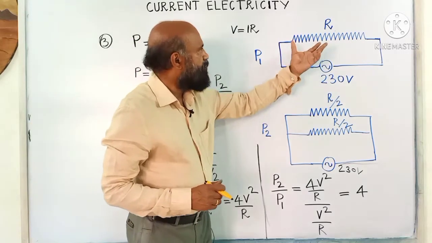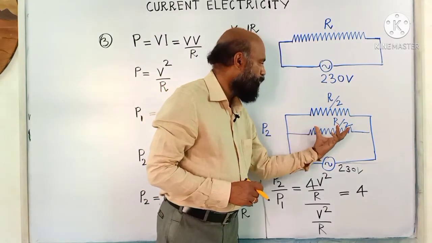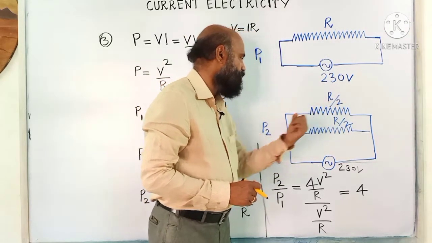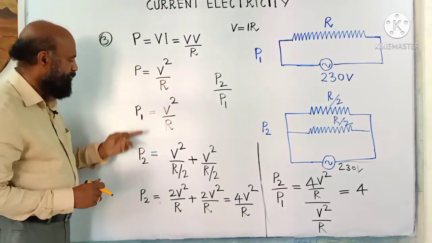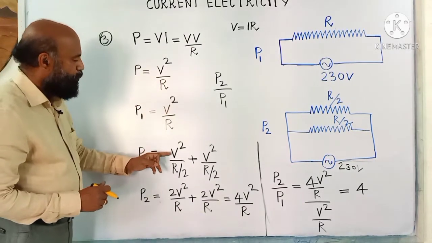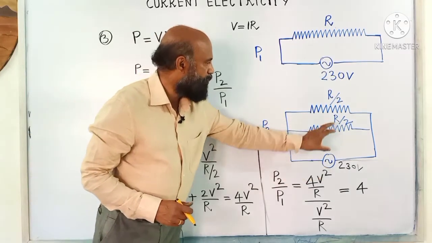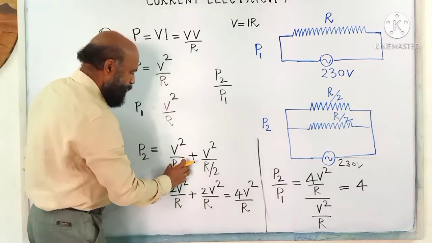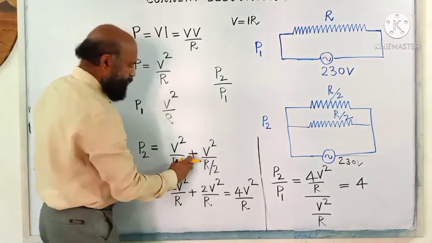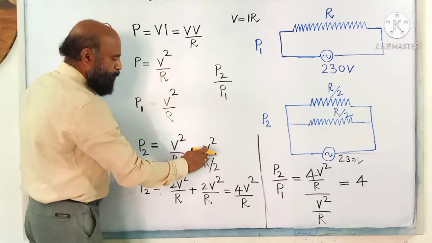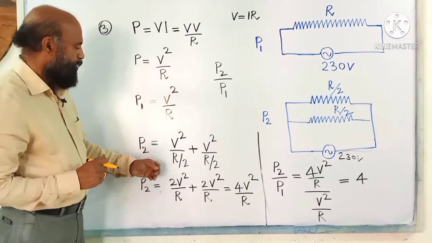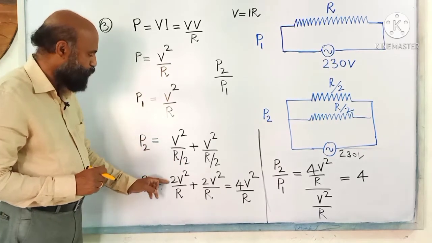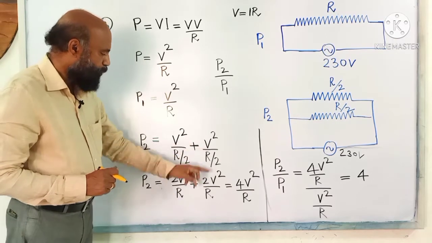Now in the second case, this wire is cut into 2 pieces, R by 2, R by 2. So we have to find the power here and power here. Total power is P2. Power here, we can apply the same relation. P2 is equal to V square divided by resistance. Now for this piece, resistance is R by 2. Similarly for the other piece, V square by R by 2. So this 2 can be taken to the numerator. So 2V square by R plus 2V square by R.